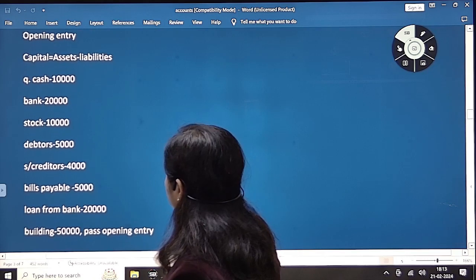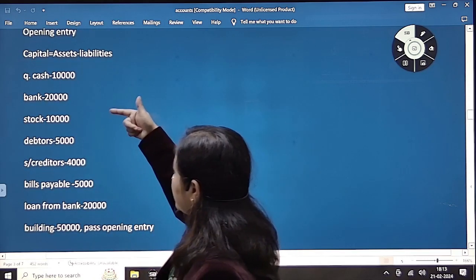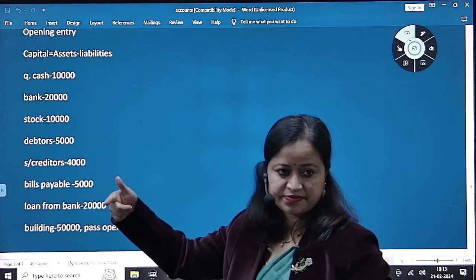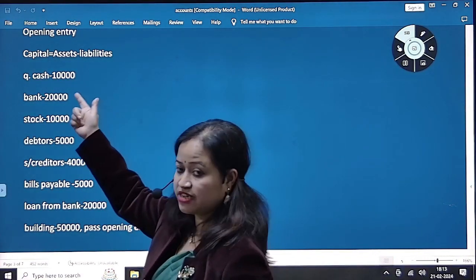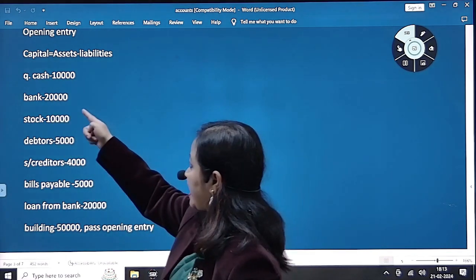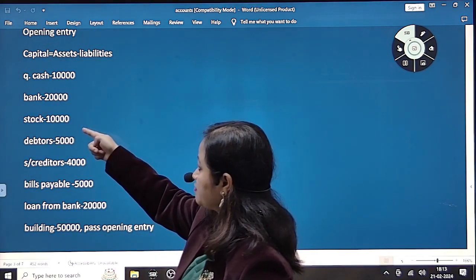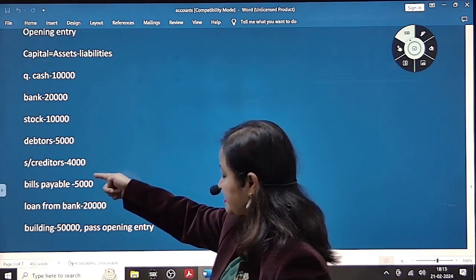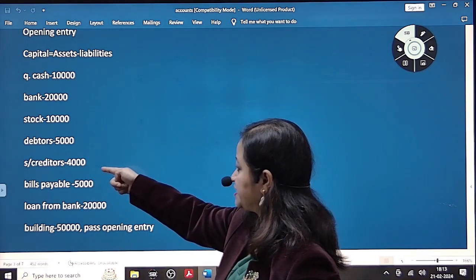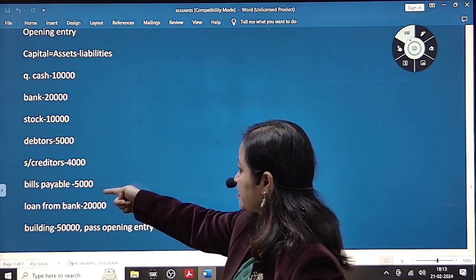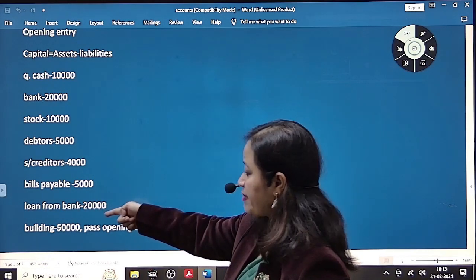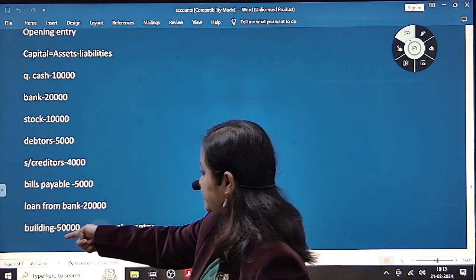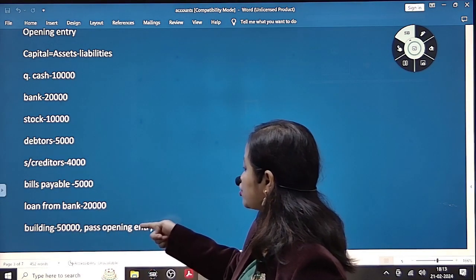So all these you have to identify. Cash, bank, stock, all these are assets or liabilities. You tell me, cash is asset or liability? Asset, yes. Bank, asset. Stock, asset, yes. Debtor, asset. Yes. Sundry creditor, liability. Yes. Bills payable, liability. Loan from bank, liabilities. Yes. Building, assets. Yes, you are required to pass opening entry.